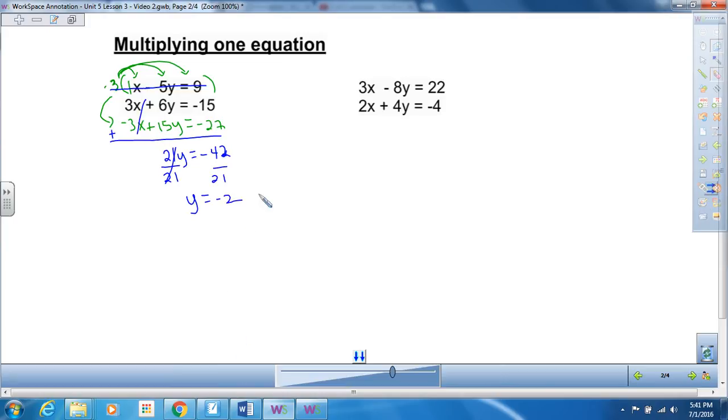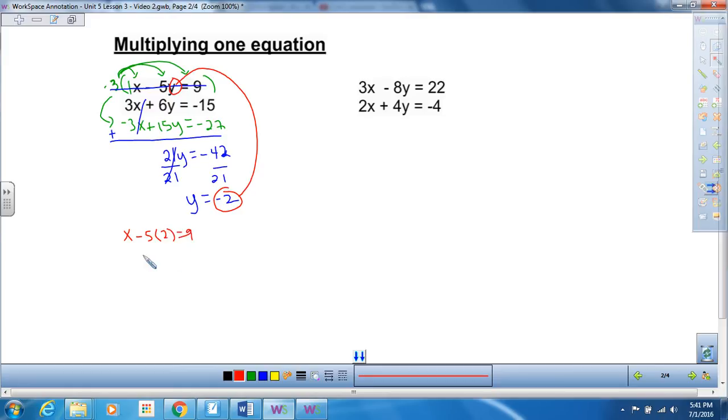Okay, just like in the previous video, you have to plug it into one of the originals, and it can even be this one that I've crossed out. And I'm plugging that in for y. So that's x minus 5 times 2 equals 9. So x minus 10 equals 9. And so add 10. X equals 19. So my solutions are 19 and negative 2.